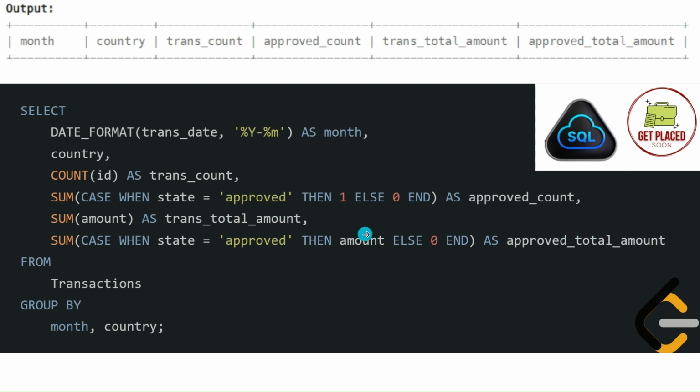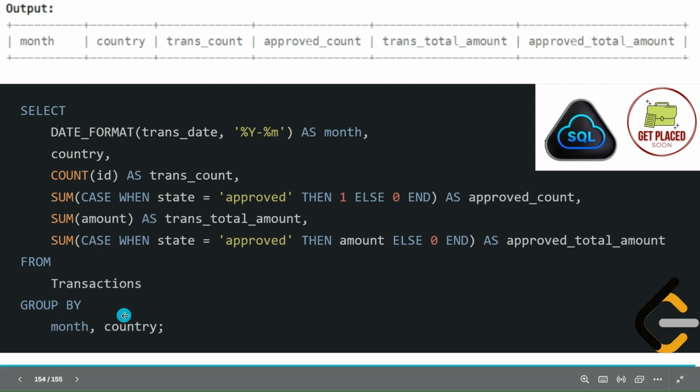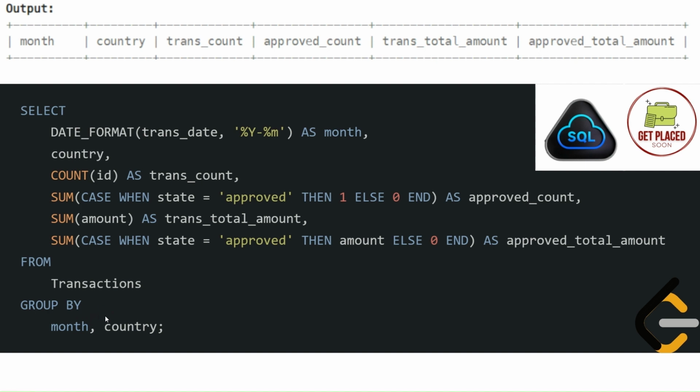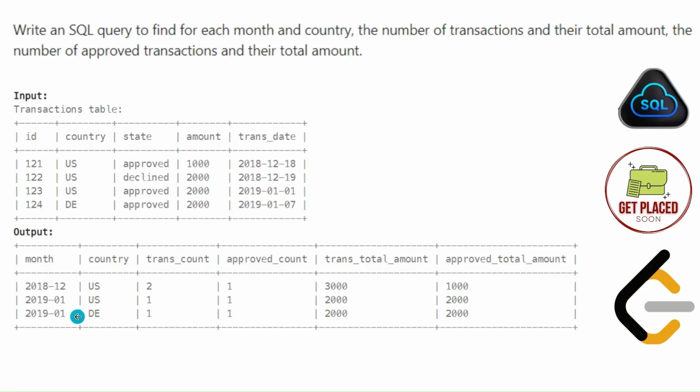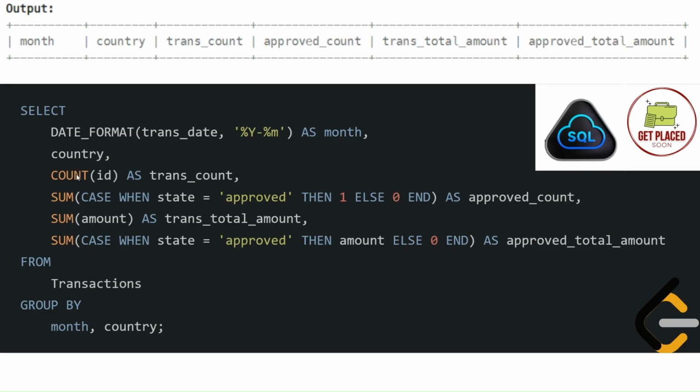So all these things we are supposed to calculate and retrieve from the table transactions. Before doing all these things, we are doing this group by. We are grouping by month and country. First we are mentioning month. If in the same month the country is also same, then we will group, or else we will leave. So this is what we are grouping by, because here you can see same month, same country, that's why we are grouping. Okay, I hope you understood.